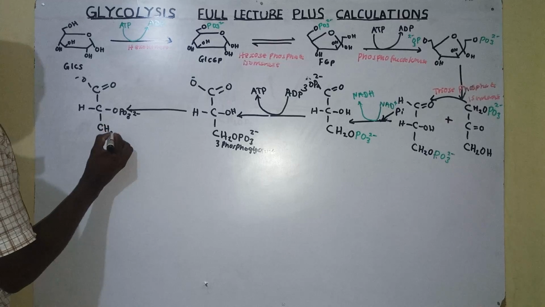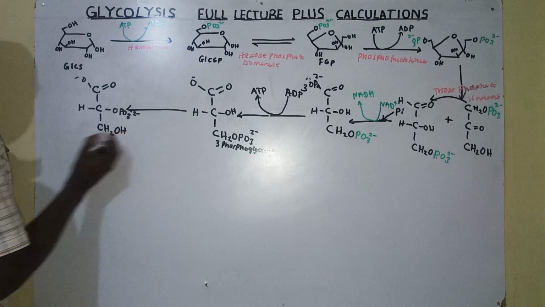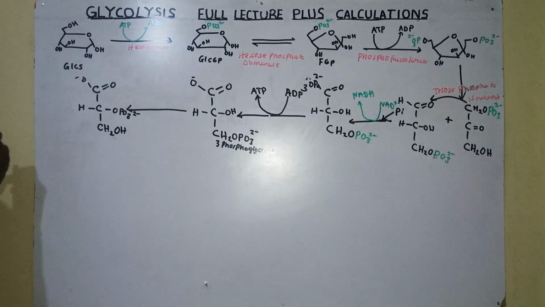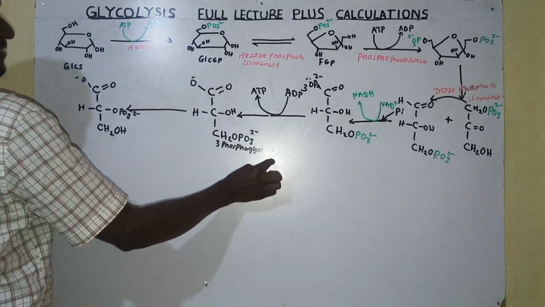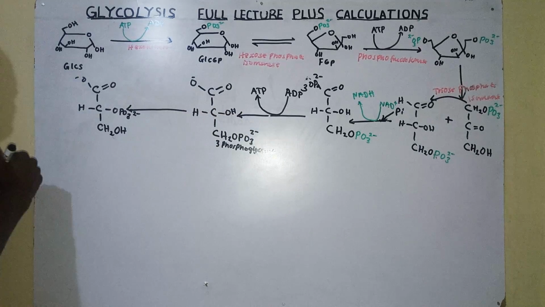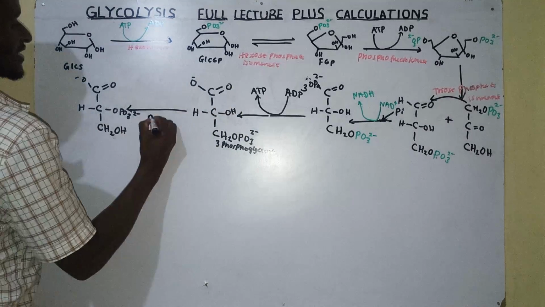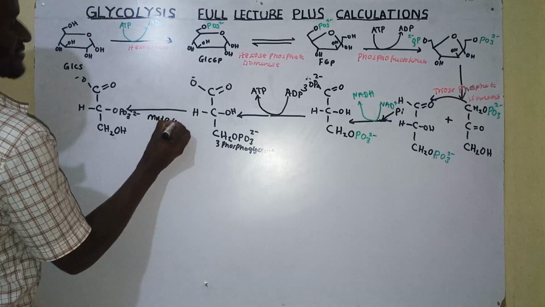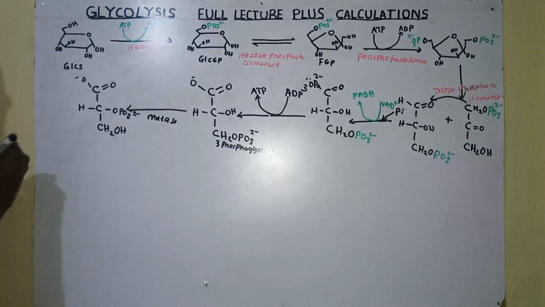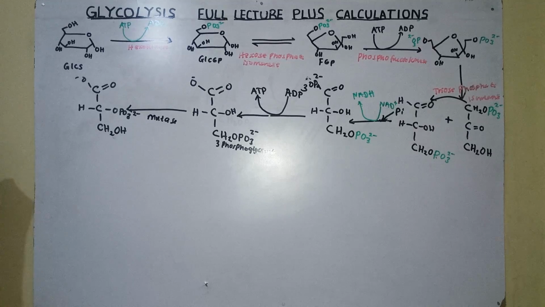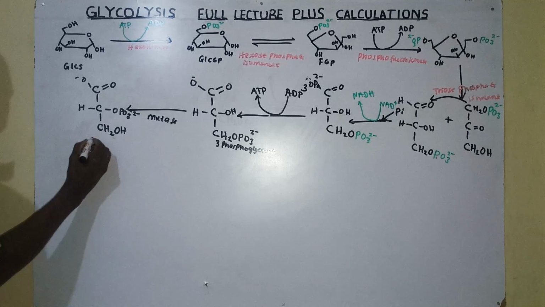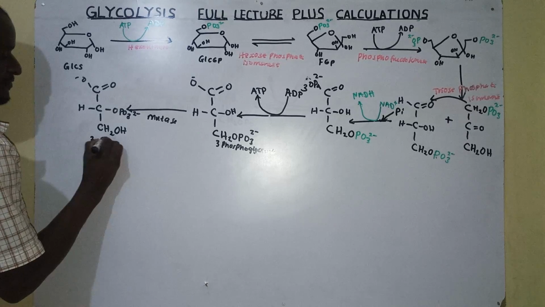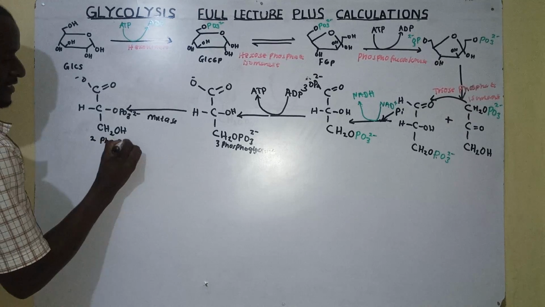So this one will be CH2OH, because this hydrogen will come here and the phosphate group will be transferred. So this one is carried by a mutase. So mutase is a special type of isomerase enzyme that just transfers a phosphate group from one position to another. So this one is 2-phosphoglycerate.